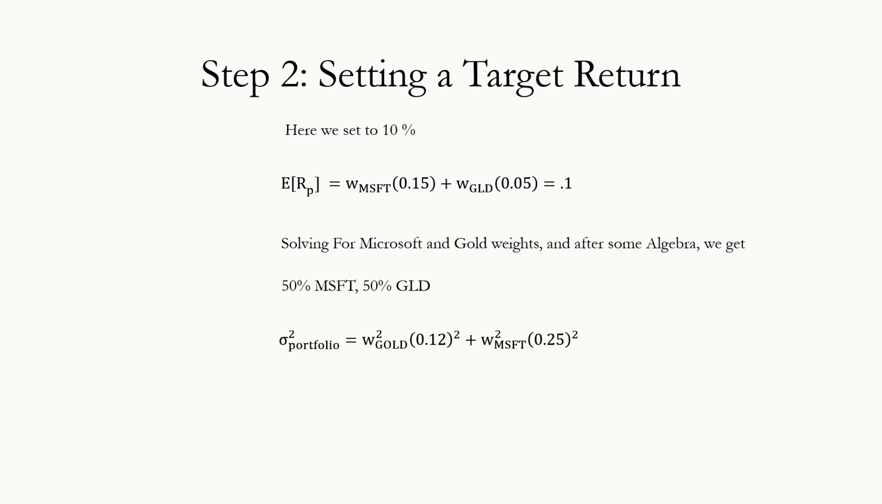We can then put that into the portfolio variance, and we get 0.03845 as the portfolio variance, and then we take the sigma, the square root of that, and we get 19.6%. Now we could do this multiple times over.